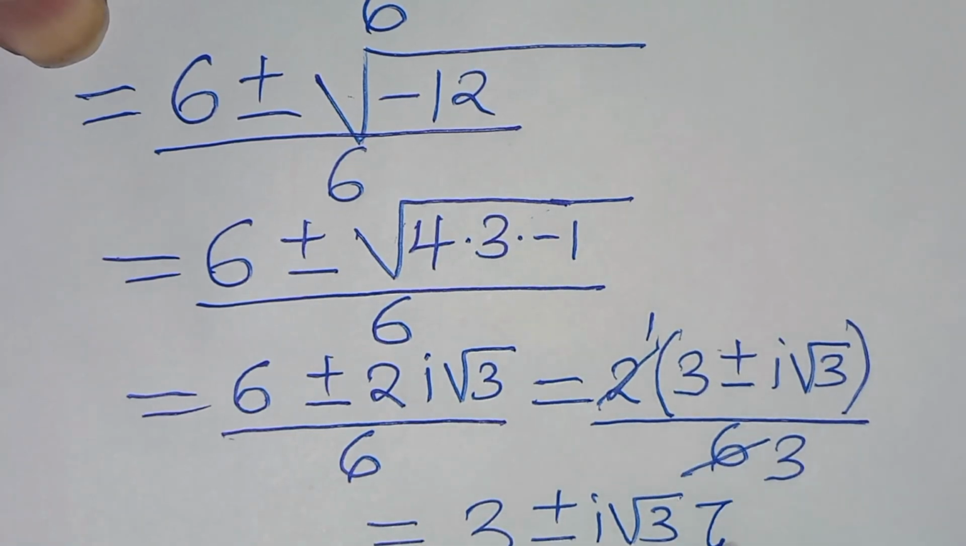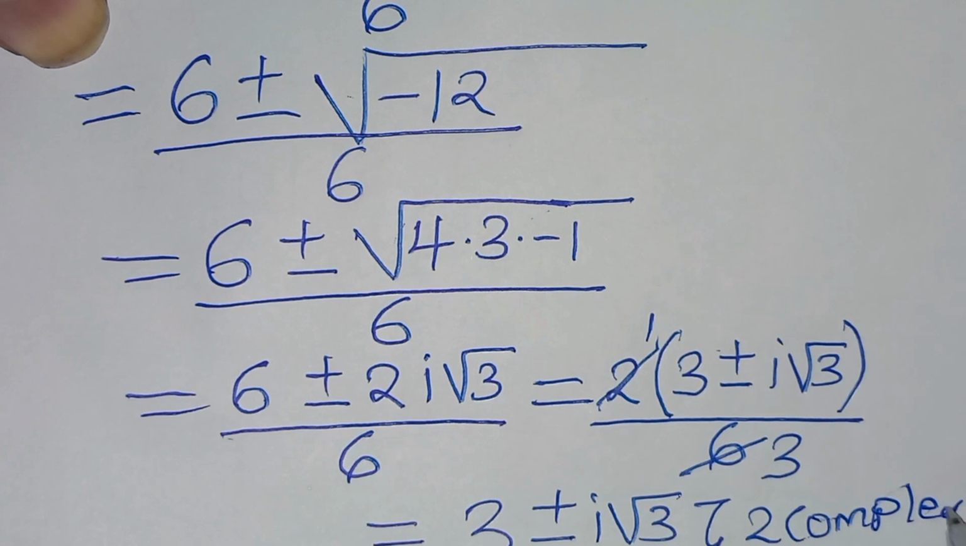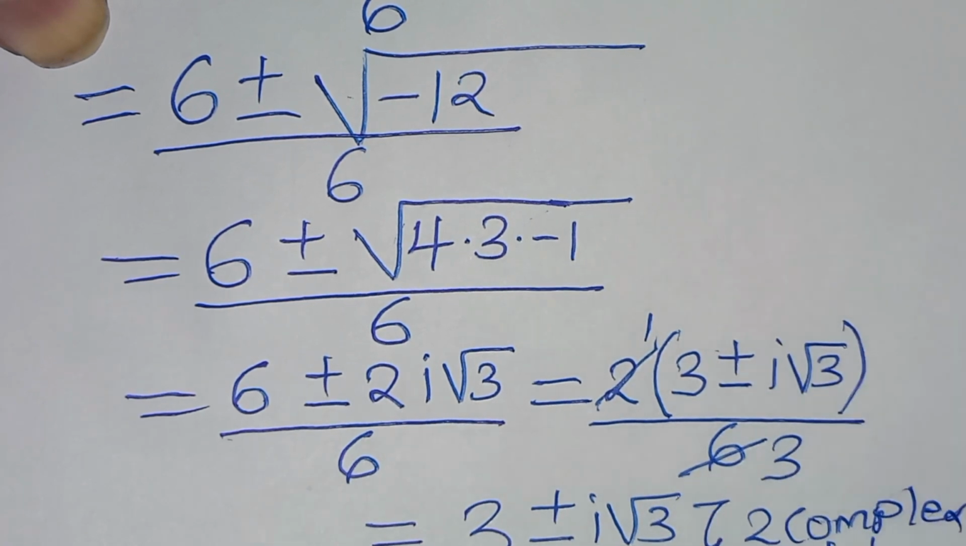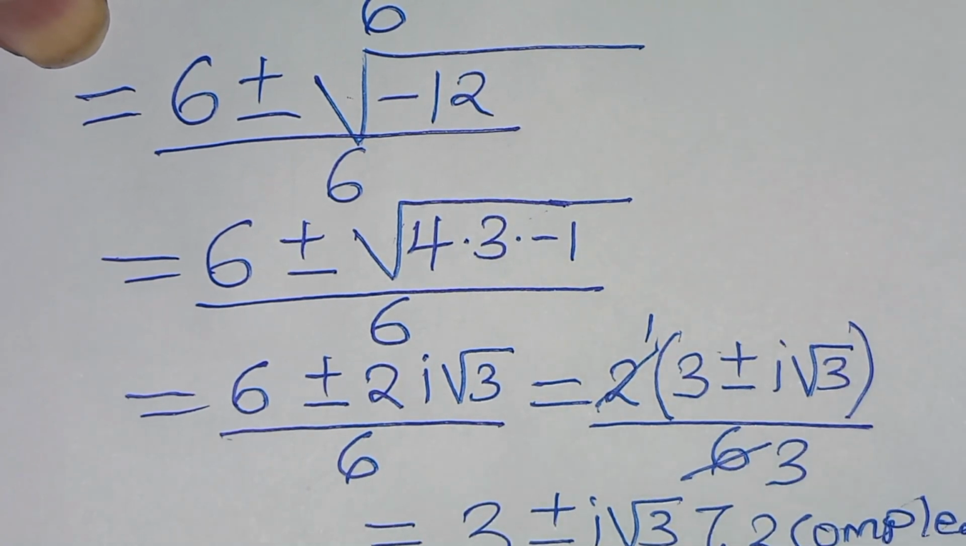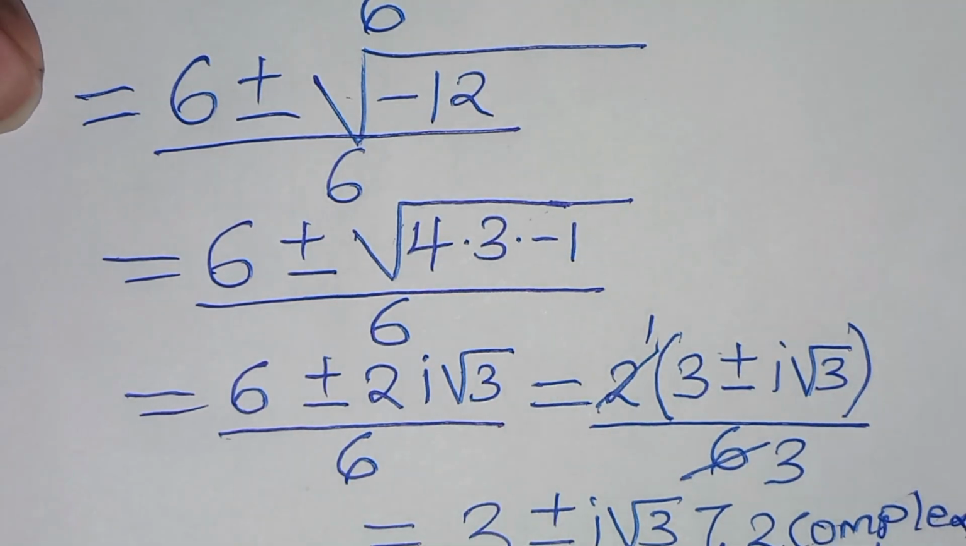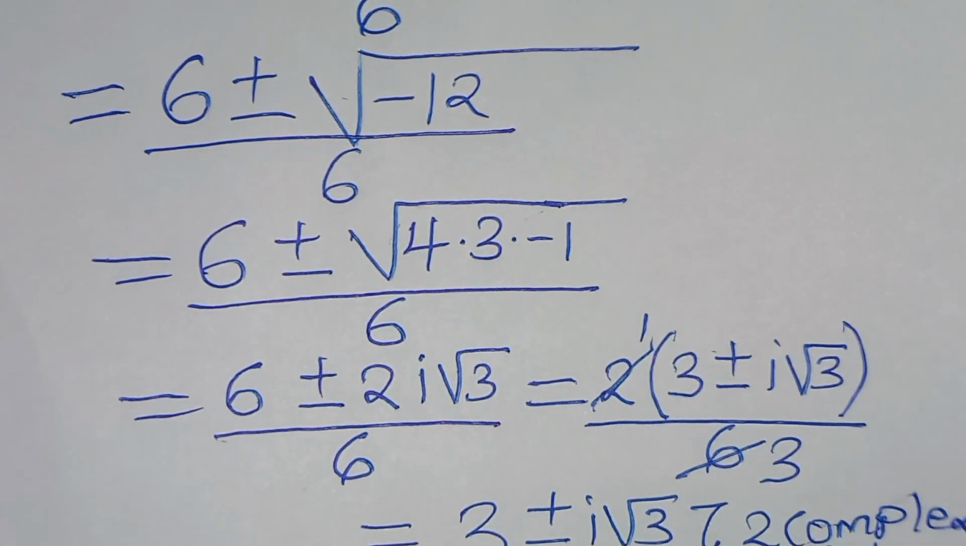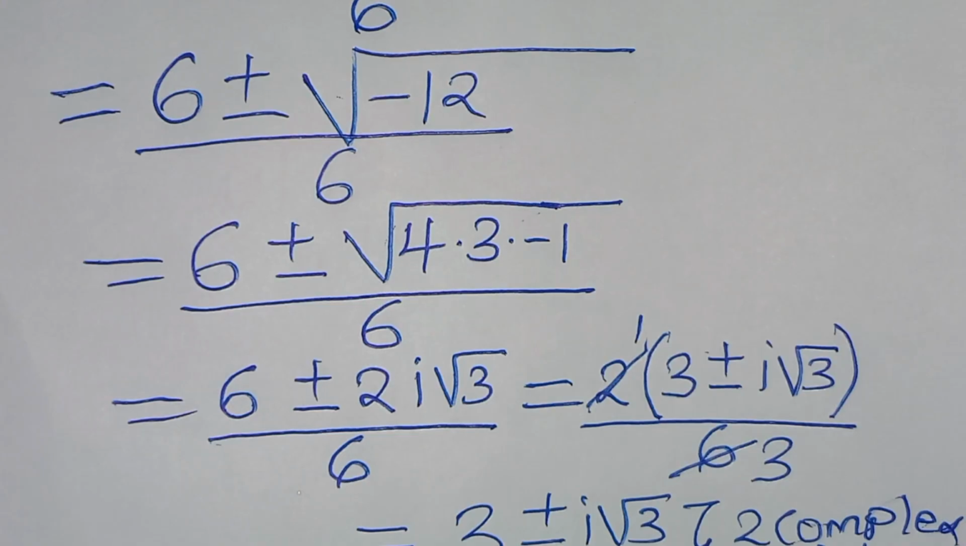So this implies that from here, we have 2 complex solutions under case 2. We have 2 complex solutions under case 2. And therefore, these are the solutions to this algebra problem.